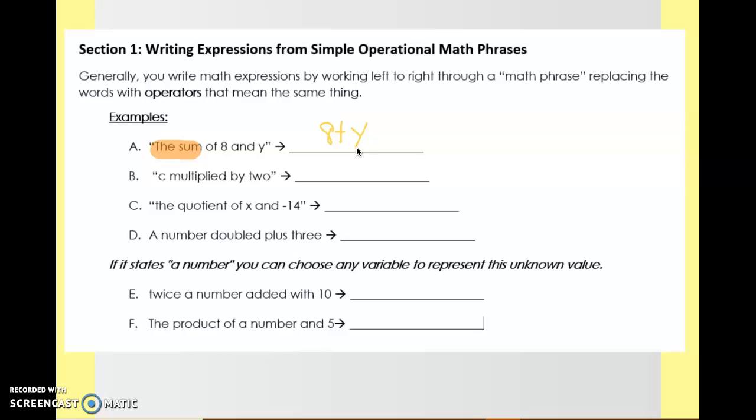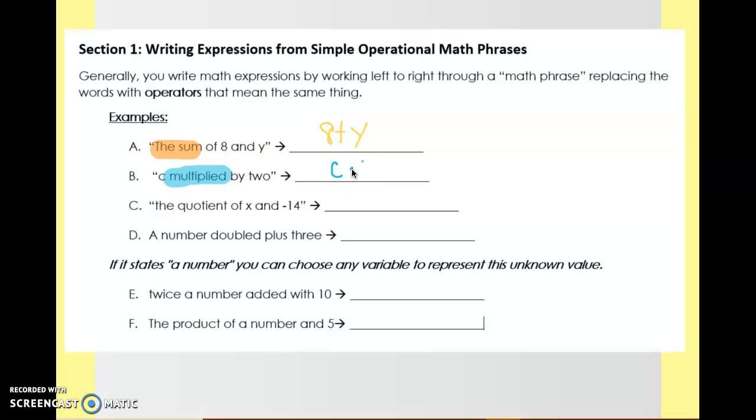C multiplied by 2. So multiplied, it is straightforward for you, and it tells you to multiply. C multiplied by 2. Again, if I'm looking to write my expression, I'm going to come on over here and say C multiplied by 2.